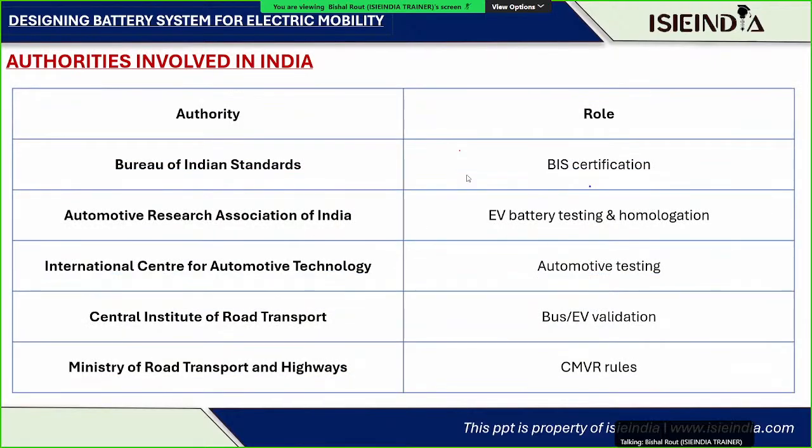And who are the certifying agencies, the authorities involved in this particular certification process? One is BIS, then ARAI, which handles EV battery testing and homologation, then ICAT, which is in Manesar, right? Central Institute of Road Transport, which is CIRT, right? Which is used for bus and EV validation. Then there are multiple CMVR rules. These follow ARAI, ICAT, CIRT and NATRAX, which is in Indore, right? So they are basically the certifying agencies who are going to certify your battery pack.